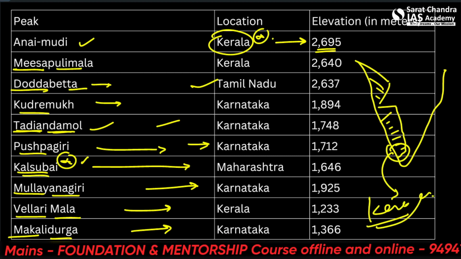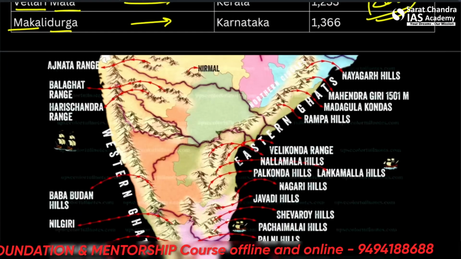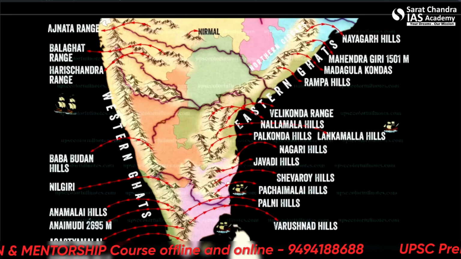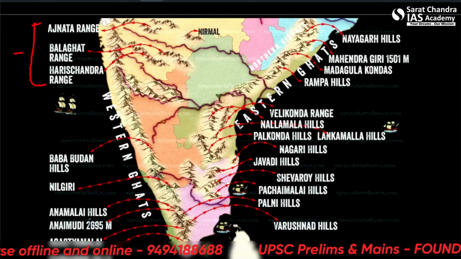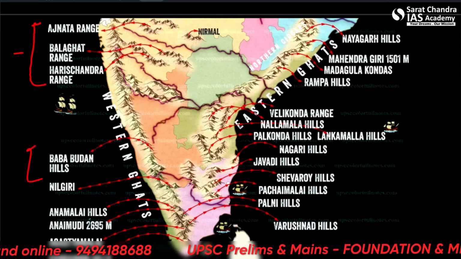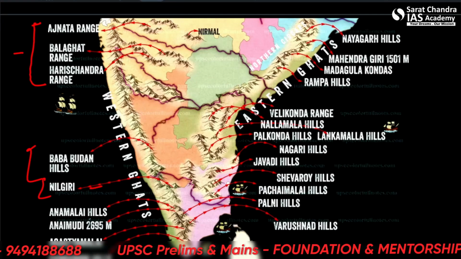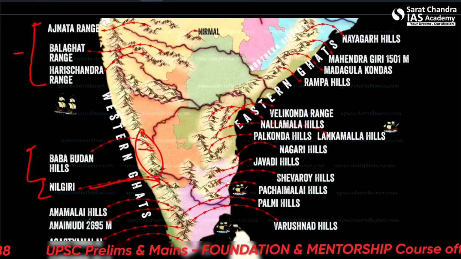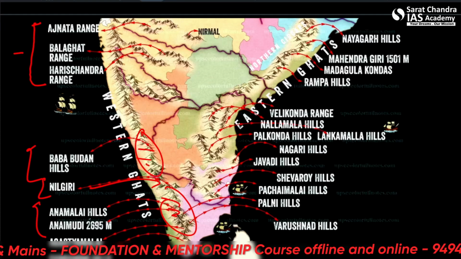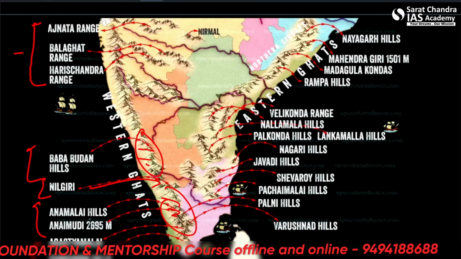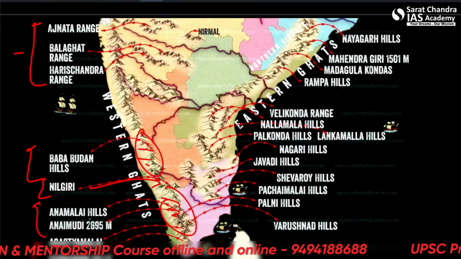Alright, let's see one more map for more information. So these are the Satmala, Ajanta, Balaghat and Harishchandra ranges. Again and again, you must have remembered by now already. Baba Budan Hills, Karnataka. Nilgiri, in the gap between the northern Western Ghats and the southern Western Ghats, you can say. Anamalai, Anaimudi, Agasthamala. This map displays it in the north of the Cardamom, but they are actually in the south of the Cardamom Hills. You can see on the Google Earth.